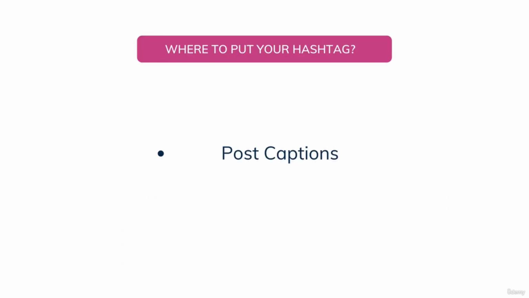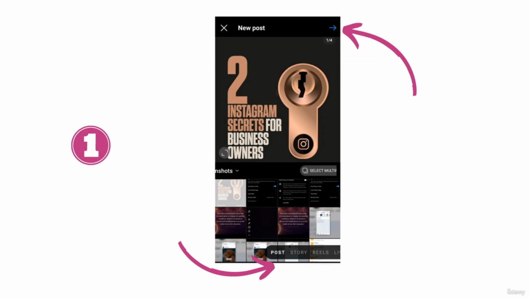As you can see on the screen, the first doubt is where to put your hashtags. There are actually two places where you can post your Instagram hashtags, and the first place is in your post captions. Imagine that I'm running a business page related to Instagram growth, and I help people to grow their Instagram page. So let me post an Instagram post that says 2 Instagram secrets for business owners.